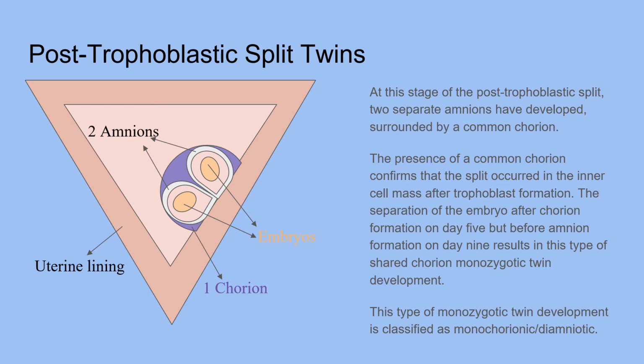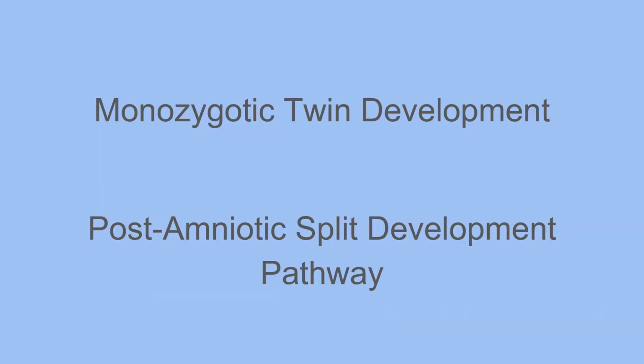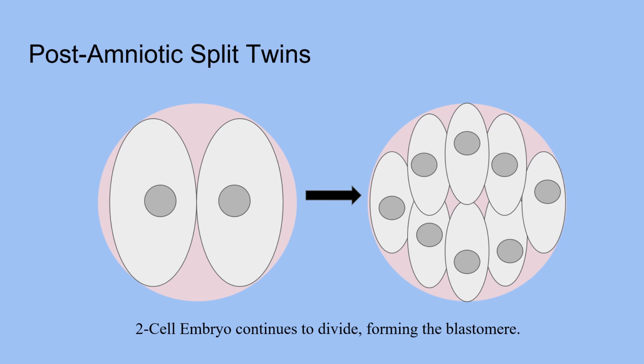The separation of the embryo after chorion formation on day 5 and before amnion formation confirms that this is monochorionic diamniotic twin development. Now we're going to talk about the post-amniotic split pathway. Again, the embryo divides and forms a blastomere.